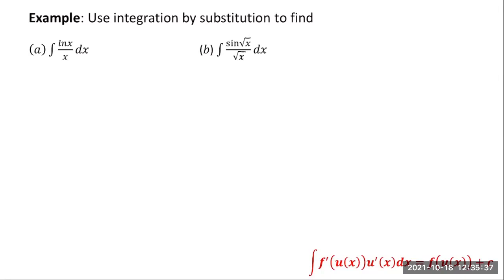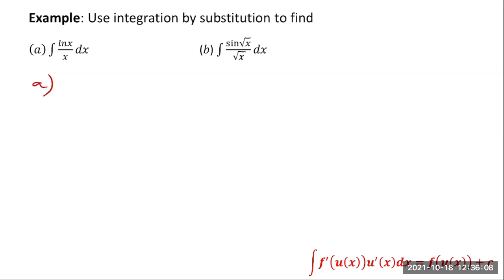Okay, let's work on this example. Again, we have to integrate these functions. Let's work on part A. How would we integrate this function using u substitution? Well, you have only two choices. You take either u equal to ln of x or u equal to x. u equal to x would not take you anywhere. But if you take u equal to ln x, that will take you to an integration that you can do by your existing formulas, your existing knowledge.